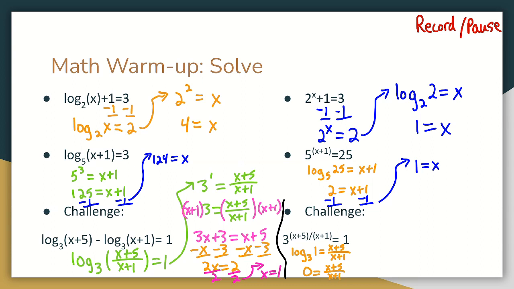Now, in order to get our x value by itself, again, we're going to multiply by the quantity x plus 1, our denominator. And when we do that, that whole left-hand side just remains 0. So we have 0 is equal to x plus 5. Subtracting 5 from both sides, we get negative 5 is equal to x, and that is our solution. Questions on any of those?